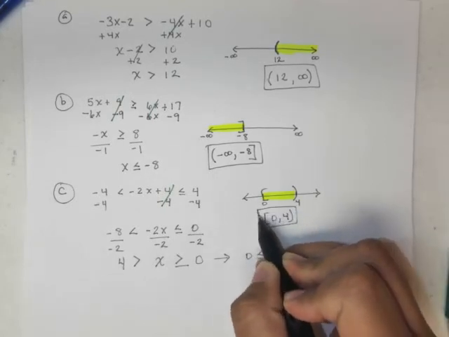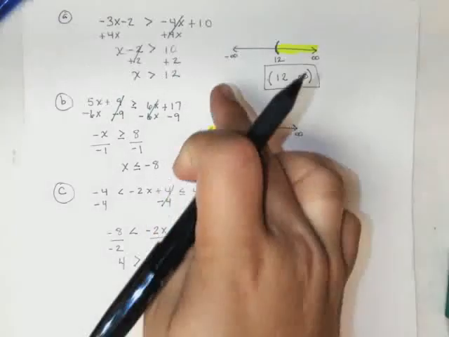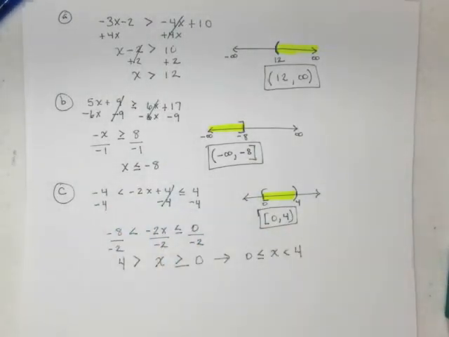Okay, so that right there is how we would solve two regular inequalities and then the compound inequality at the very end.